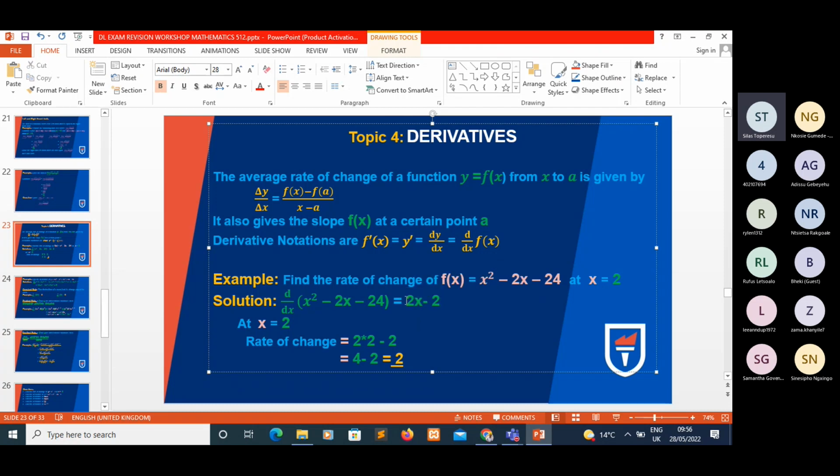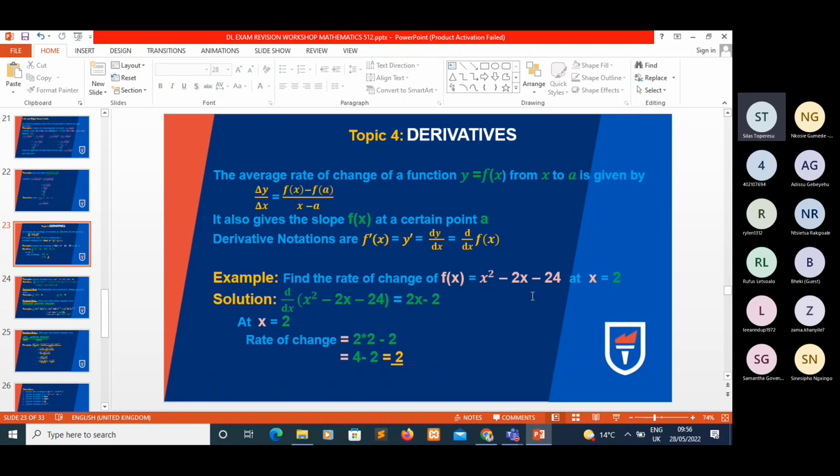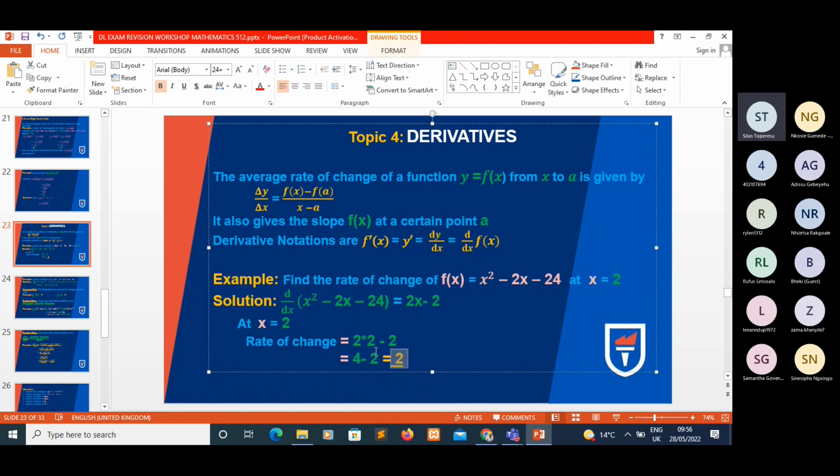Minus 2. So now once you get this answer, for you to calculate the rate of change at x equals 2, you now have to substitute 2 in place of x. In place of x, you get 2 times 2 minus 2. Then you get 4 minus 2. Then you get 2. That's how you get the rate of change. You differentiate first, then you substitute that value, then you get the rate of change.